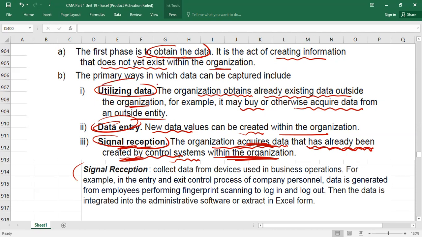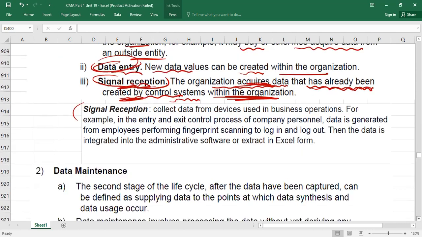In utilizing data, you are getting data from outside the organization, which is created by someone else. In data entry, you are creating that data. In signal reception, you have already created that data, and now you are just getting access to that data within your company. That is signal reception. So this is the first stage, which is called data capture. What is data capture? How to obtain the data. That is called data capture.